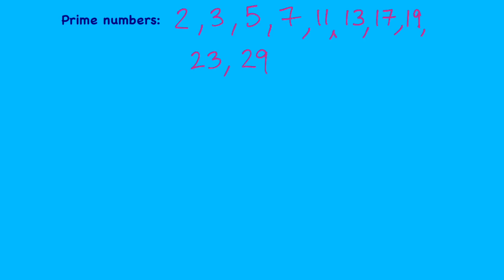You might have noticed that the number 3, the number 5, the number 7, 11, 13, 17, 19, 23 and 29, they're all odd numbers. And we can see that the number 2 is all by itself, it's the only even number. And that's because all prime numbers are odd except for the very first one, number 2. Number 2 is our only even prime number.